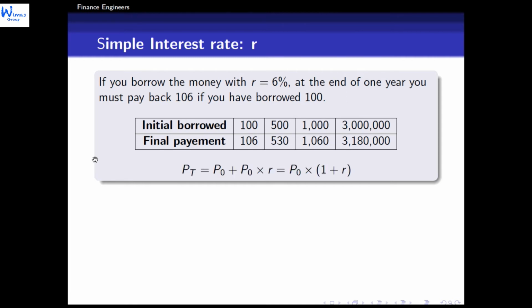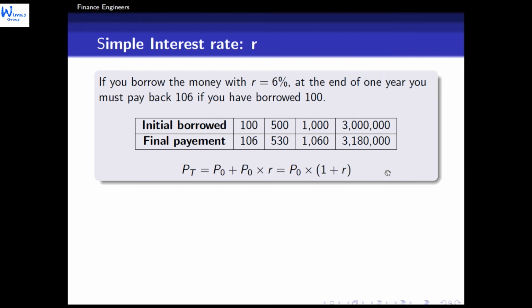So we can simply write this using a formula for simple interest, where we see that the final payment, this one, PT, is going to be just the initial, like say initial principal, P0. Usually for time we say when we are starting, we use index 0, times 1 plus interest rate. For example, this 6%, in this case it would be 0.06.